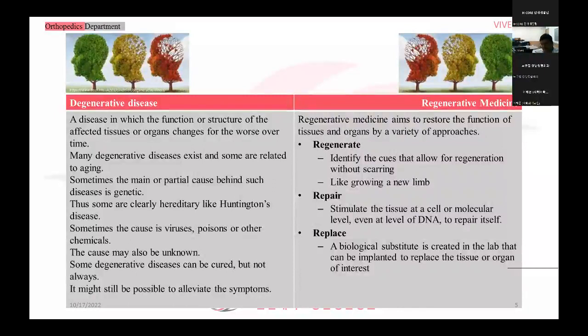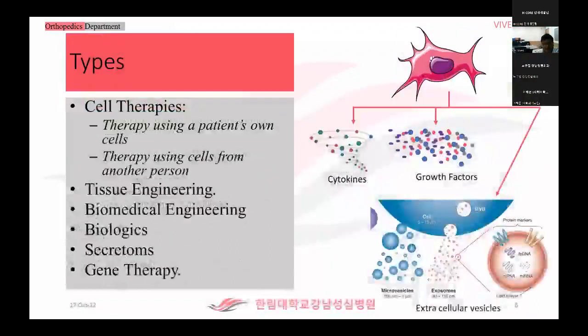Then another one is replace. Replacement therapy is very important. A biological substitute made in the lab is critical, one that can be implanted to replace the tissue or organ of interest. Right now, a lot of diseases can be cured using replacement therapy. And nowadays, instead of cell or tissue replacement, we are also looking at epigenetic or certain kinds of molecule-mediated replacement therapy.